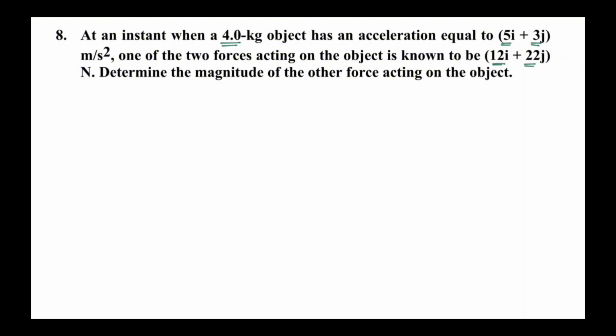Now to solve this, sum of all forces on x equal to m AX. On x we have 12 from F1 plus F2x, that's what we are looking for, equal to the mass 4 times the acceleration on x, which is 5. In other words, F2x is equal to 8 newtons.